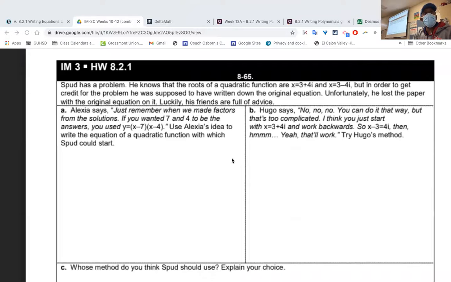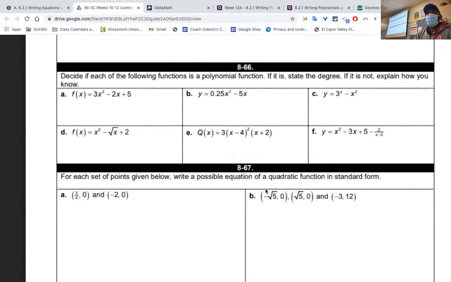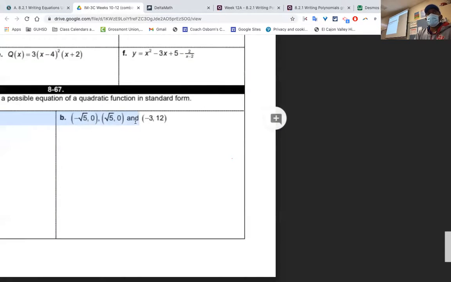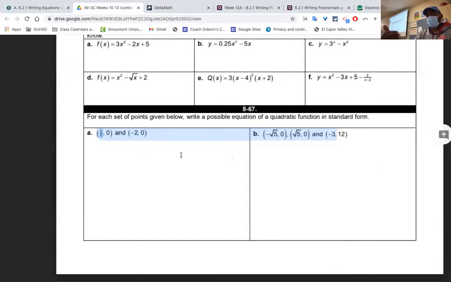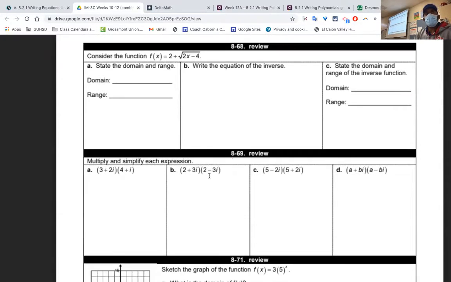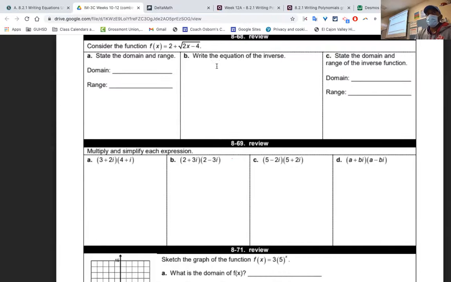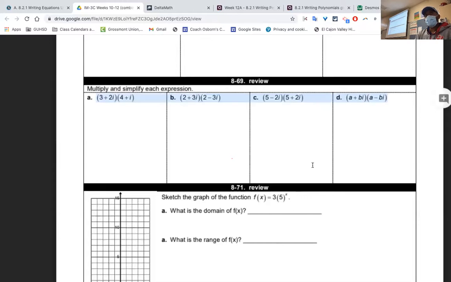And then the next question is just like, what method would be the best to use out of those two? All right, you kind of can decide that. After that, it's review. What's the degree of the equation? Use these roots to set up the equation in standard form. Okay, and then here, finding the domain and range, you guys can use Desmos if you want to do that. Write the inverse like we did in the first week. Multiplying out complex numbers. If you want some review on that, go back to week 10.